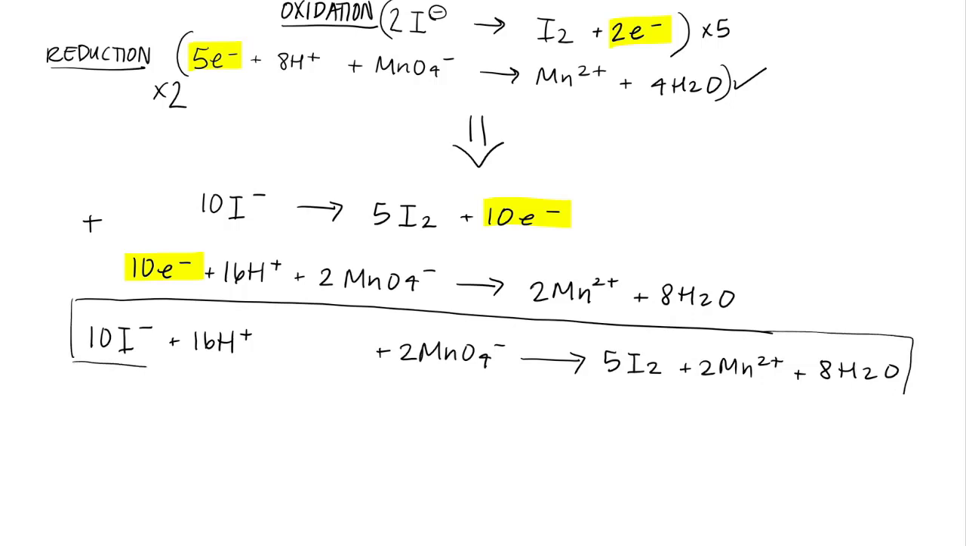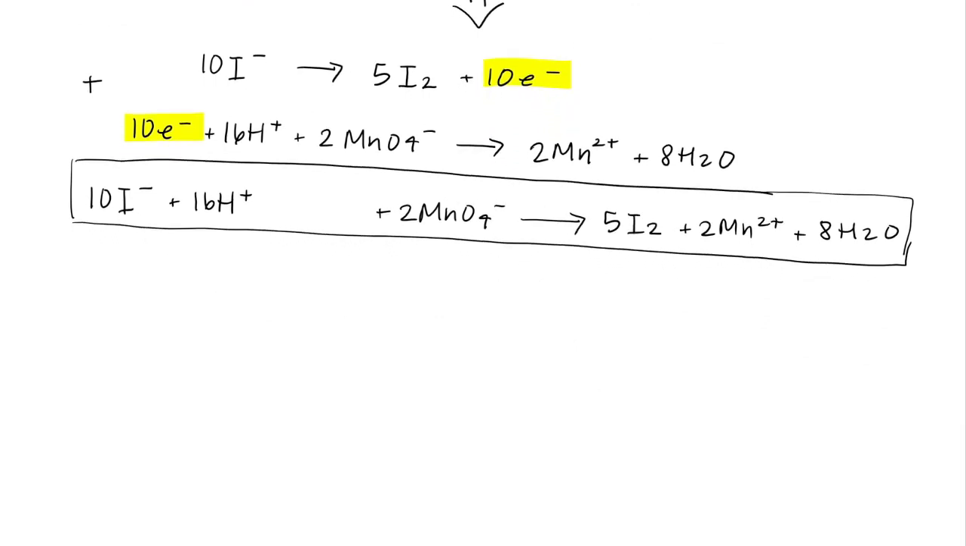Now, if the question indicated that we had acidic conditions, this would be your answer. But if we have basic conditions, we're going to add hydroxide. So for every H+ that we have, we're going to add that same number of hydroxide to both sides of the equation. So since we have 16 H+, under basic conditions, we're going to add 16 OH- to both sides of our reaction.